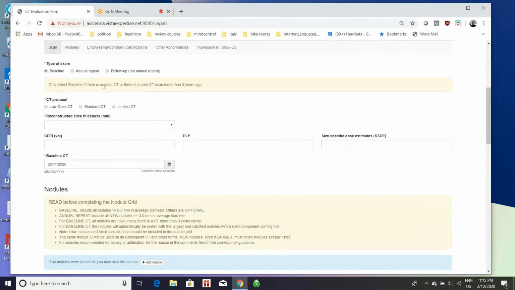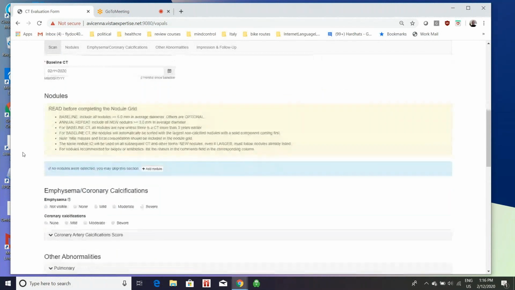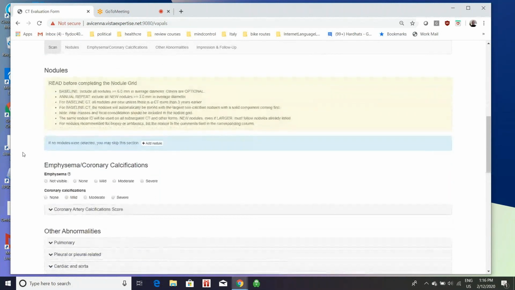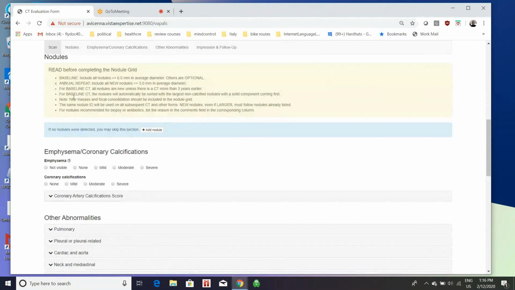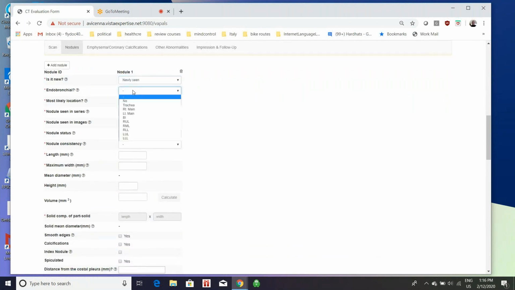And there are some criteria about what is a baseline or not, and it will tell you about that. And this is a low dose CT, and we're going to use this thickness. And to be honest, I have no idea what these fields are here, so I'm just going to leave them blank. And then we get to the nodule section, which is right here, and there's some criteria that we can read about how to fill these out, but I'm just going to go ahead and add the first nodule. And it correctly says it's newly seen because this is the first one.